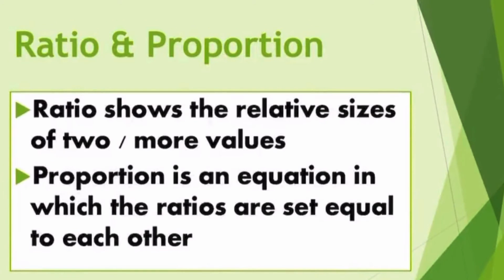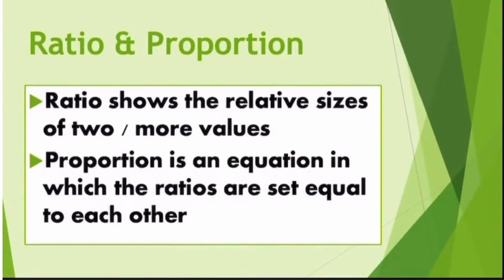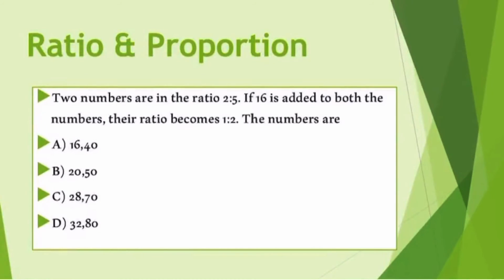Ratio and proportion. Ratio shows the relative sizes of two or more values. For example, the ratio of population of women to men is 2:1. Proportion is an equation which states that two ratios are equal to each other. Fourth question, two numbers are in the ratio 2:5. If 16 is added to both of these numbers, the ratio becomes 1:2. We have to find out the numbers. We will see what the numbers are.